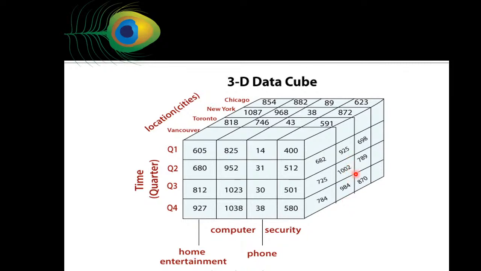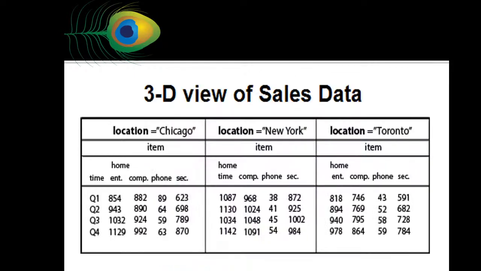Continue, Vivek. Go back to the table, sir. So 925 belongs to New York. The location is New York and the quarter is two, Q2, the second time value. 925 of quarter two.